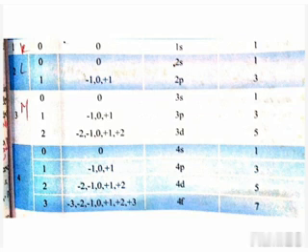Hello students, in the previous class we discussed quantum numbers. There are four quantum numbers: principal quantum number, angular quantum number, magnetic quantum number and spin quantum number. The principal quantum number explains the shell size and its energy.